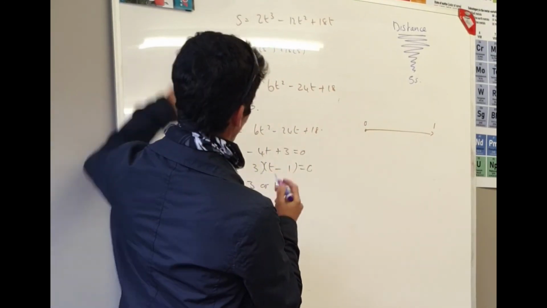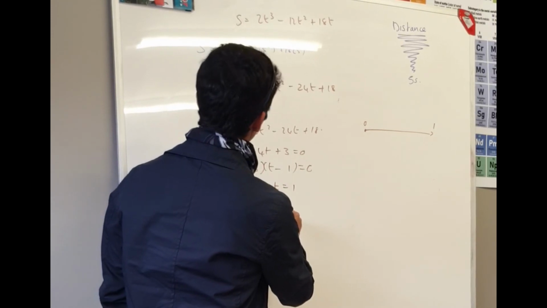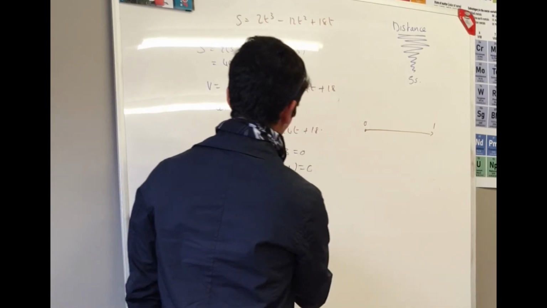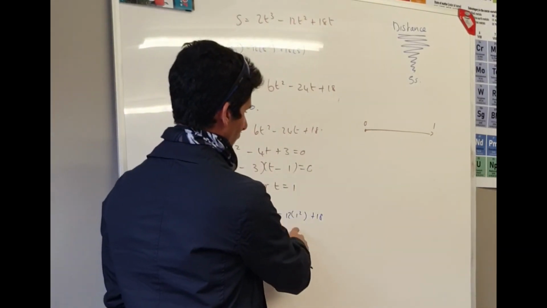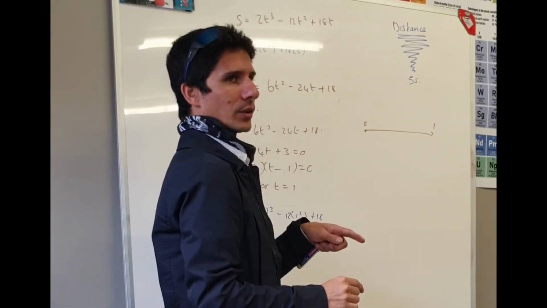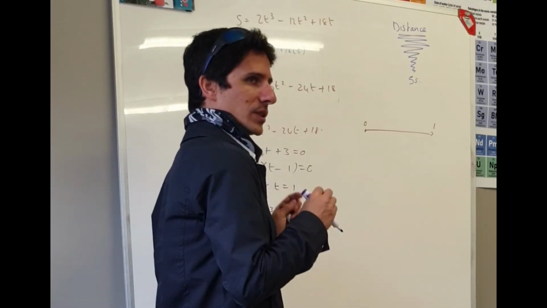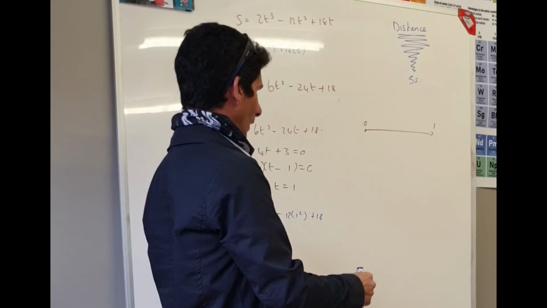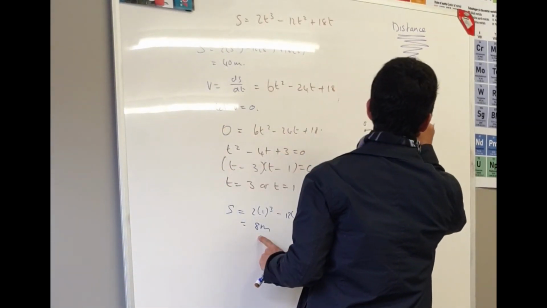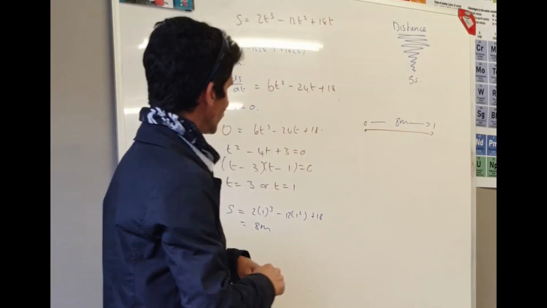So we'll go back to our displacement function. S equals 2 times 1 cubed minus 12 times 1 squared plus 18. That's going to give me 2 minus 12 plus 18, which is 8 meters. So how far have I traveled in the first second? If my displacement from 0 to 1 is 8 meters, I have to have traveled how far to get there? 8 meters. Right, so I've traveled 8 meters in the first second.